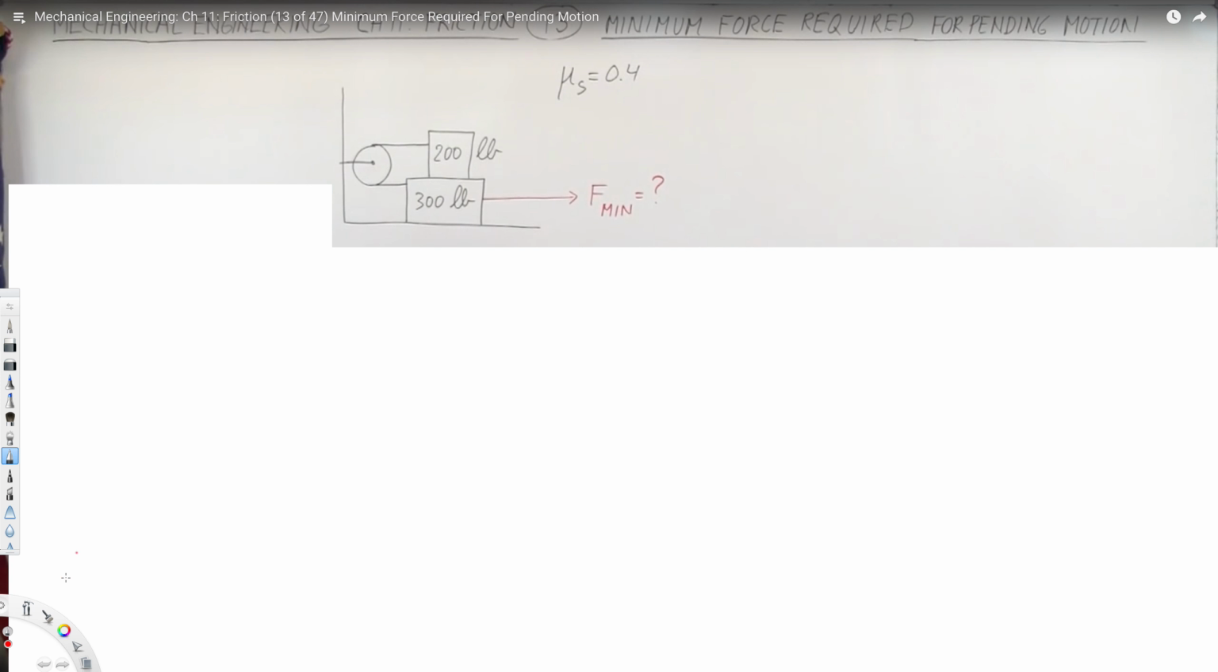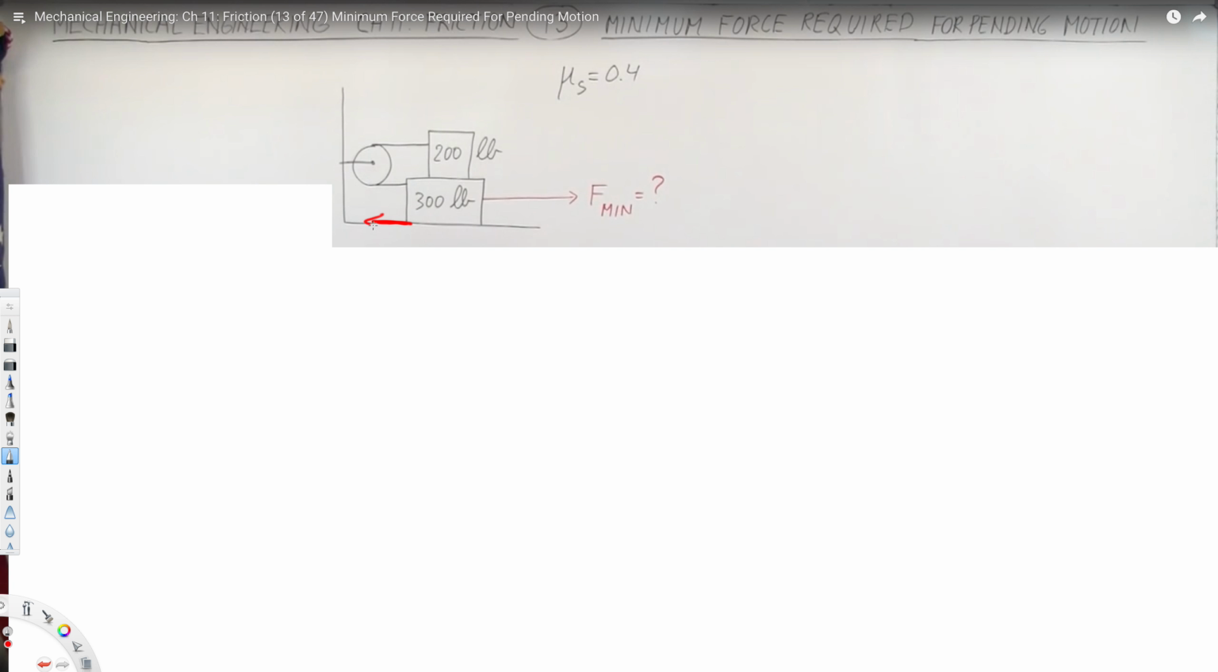Let's do this problem right here. The question is asking what is the minimum force required to move this object. First of all, we have to know which way the friction forces are going to be acting. They always act against the intended force direction. In this case, the force is going to be acting on this side, therefore the friction force is going to be acting opposite to this one.